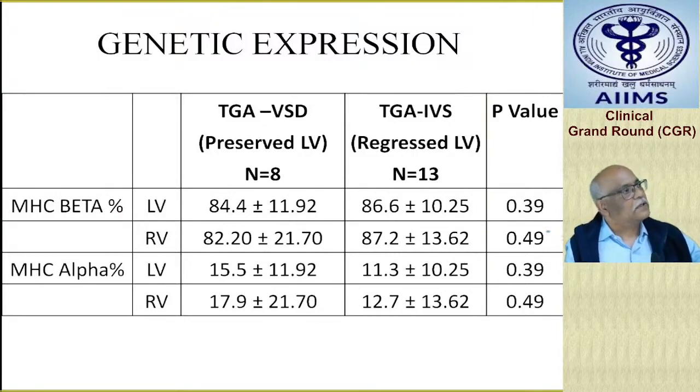Myosin has got light chain and heavy chain. Light chain determines the speed of contraction, it regulates the speed, and heavy chain regulates the force. Heavy chain has got two isoforms, alpha and beta, okay, and that is also equally distributed.